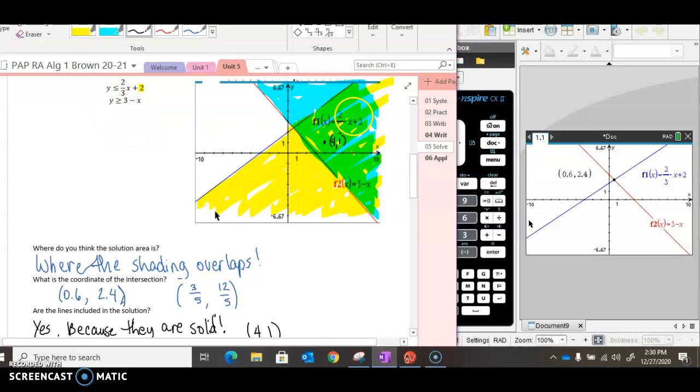Any x and y value that you plug in this green area or on either one of these lines is going to make these true. If it's over here, it's only going to make this one true. If it's in just the yellow part, it's only going to make this one true. If it's over here, it's not going to make either one of them true.